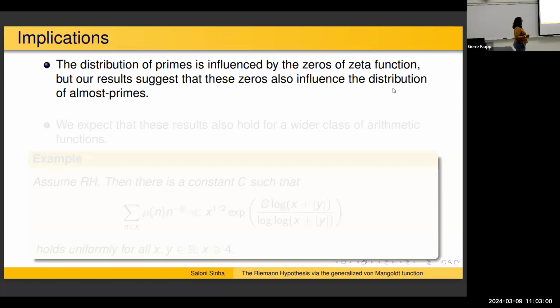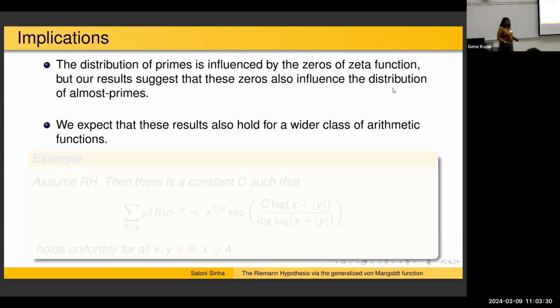So first of all, it's very well studied that the distribution of primes is influenced by the zeros of the zeta function, but our results also suggest that it exerts an influence on almost primes. The reason being that if you have something like lambda square, for example, then it's supported on the set of almost primes. So that's how that relation works. And we also expect that these results hold for a wider class of arithmetic functions.